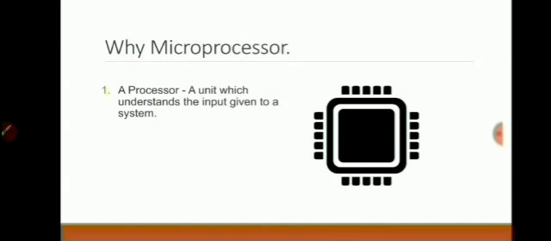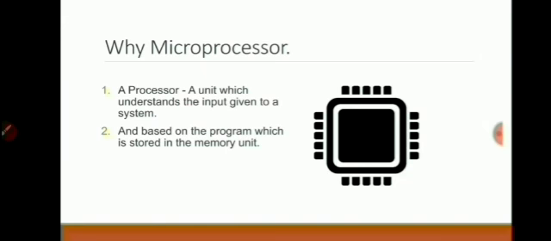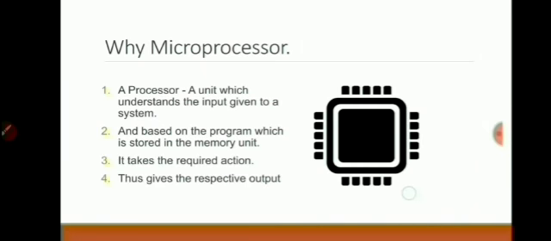Processor. A processor is nothing but a processing unit which understands the input based on the program stored in the memory unit. It takes the respective action and thus provides us the respective output. Hence, we can now clearly understand what a microprocessor means.